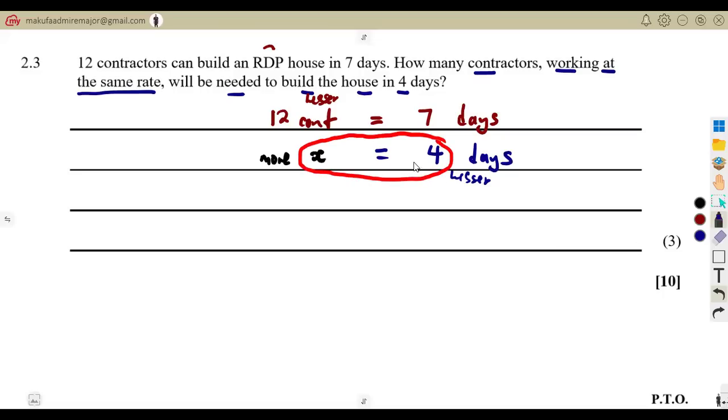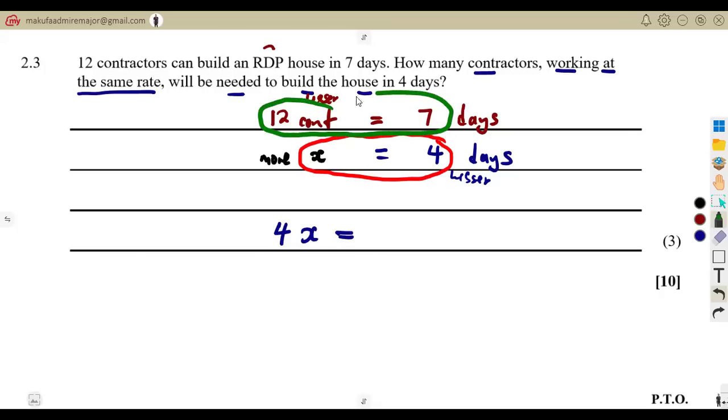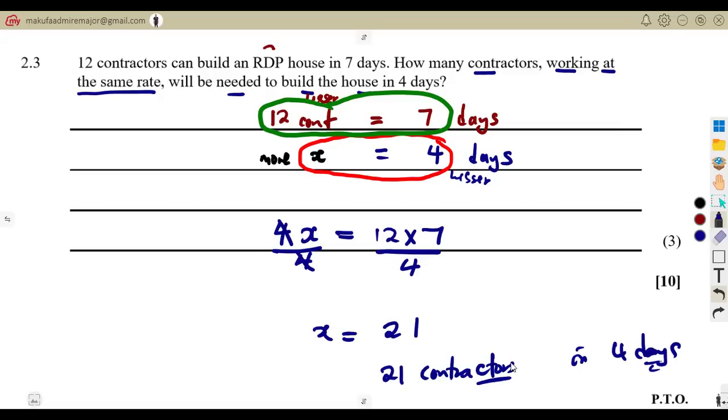So it is going to be x times 4, which is 4x, is equal to, you multiply these ones along like this, 12 times 7. So since we need x, that is going to give us 21. 21 contractors in the build. This is 4 days. We need what? 21 contractors. So are we seeing fewer days, more number of people? For many days, look at the contractors, they're less. So when you're dealing with the rate of work, you're supposed to be very, very careful on that one. The way that you are going to present your simplification, you must be careful.